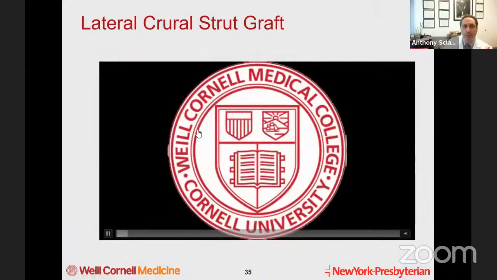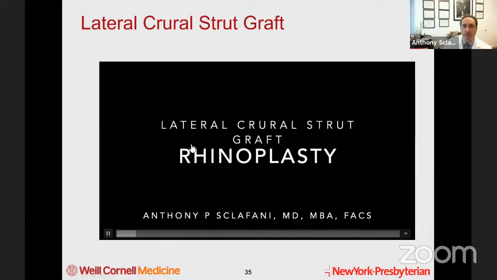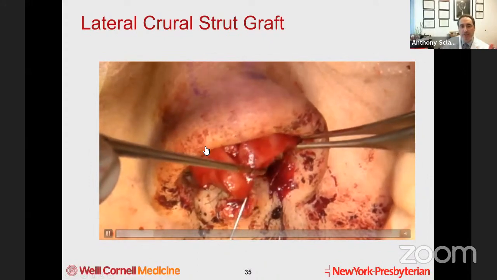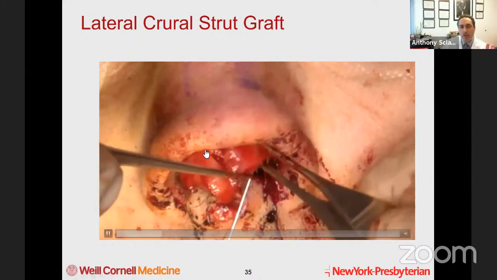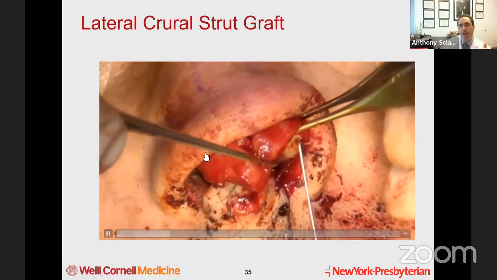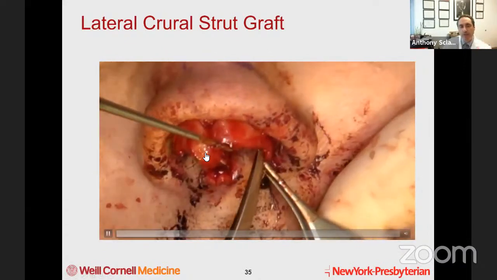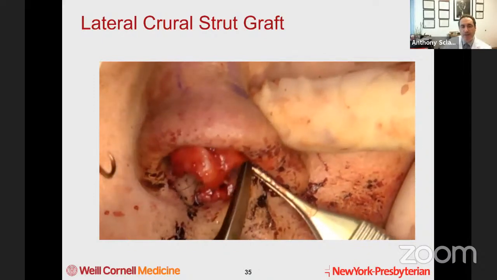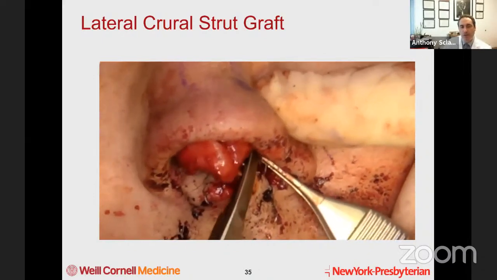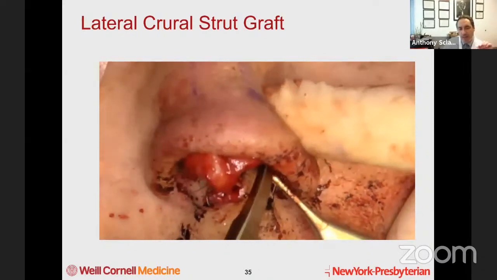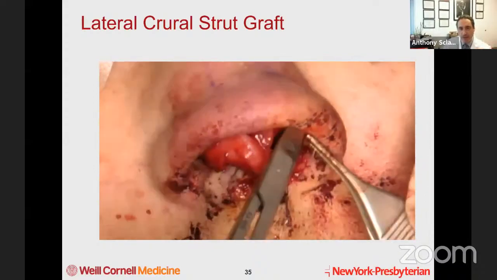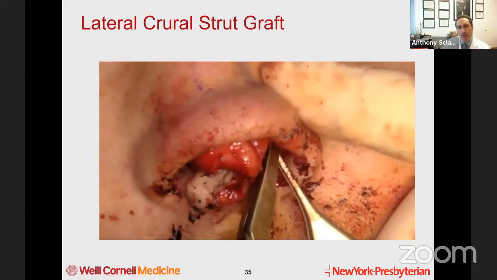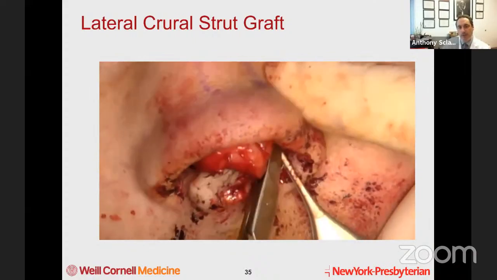And this is a little video of putting a lateral crural strut graft in to help support that lateral crus. Sometimes we say it's a bulbous tip, but sometimes you have to make this stronger so that you can bend it into a triangular shape. So I'm hydrodissecting with my local, and now dissecting off the vestibular mucosa from the undersurface of the lateral crura, going out laterally into the soft tissue. There you go, you can see it a little bit better. And now I'm getting over the edge of the piriform aperture.